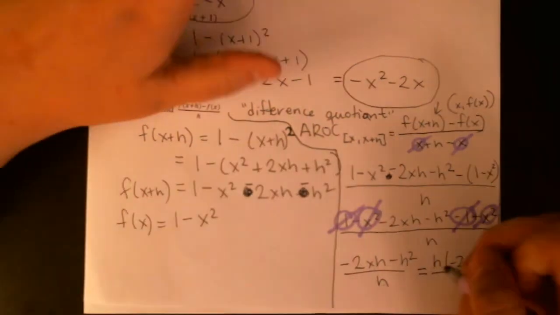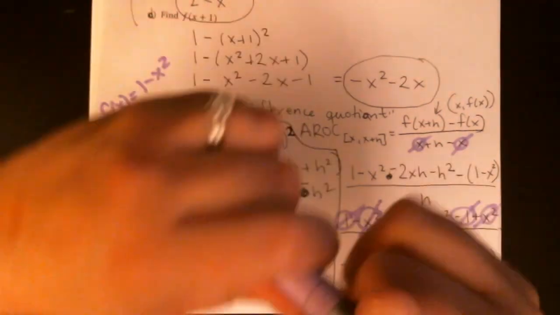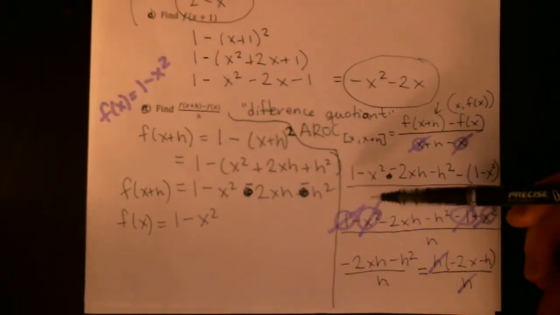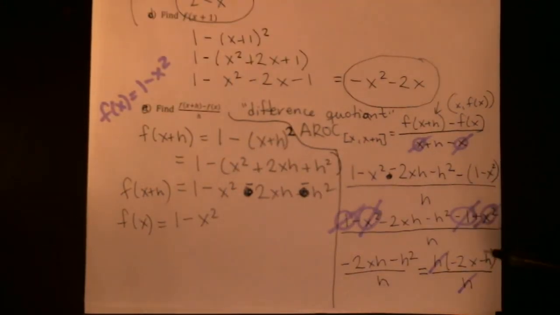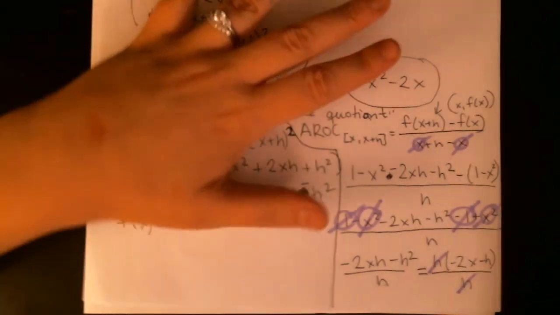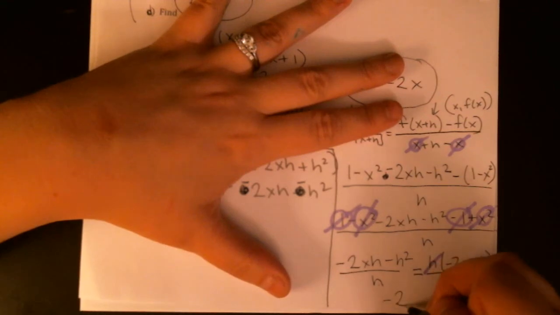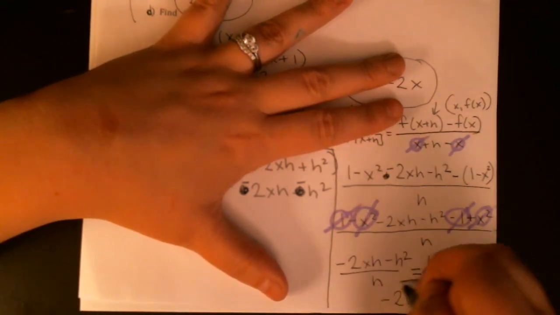And then again, we get to get rid of some stuff nicely. Notice there's a difference here. These add up to 0, so they're gone. And here, h divided by h is 1, so there's no need to write that. So my final answer here is negative 2x plus h.